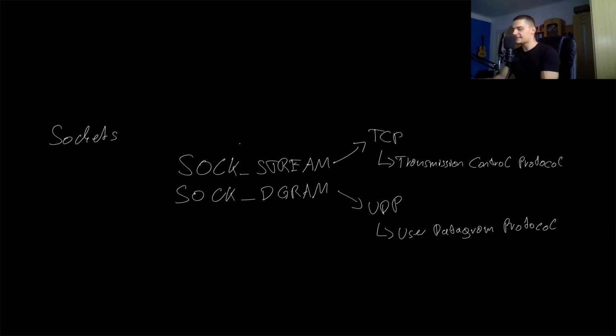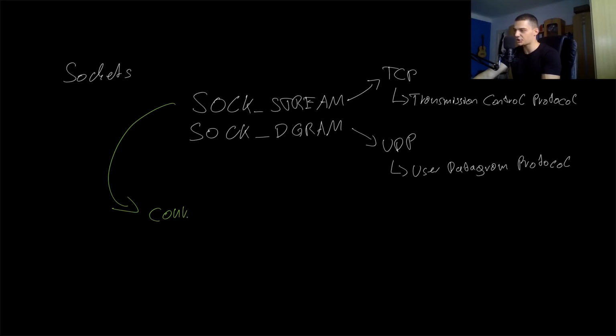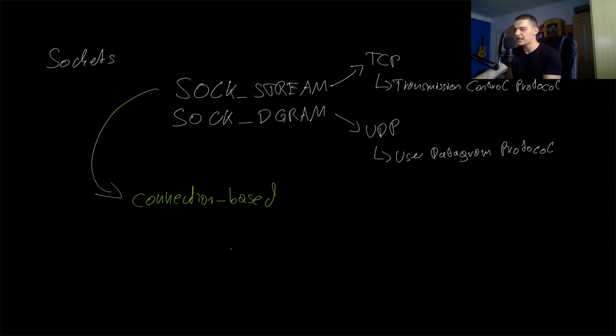The important thing is that you want to choose sock stream whenever you're interested in a connection-based socket. A connection-based socket basically means you have this point A and you have this point B, and you want to establish a connection, and you want to exchange messages, and once the exchange of messages is no longer needed, we terminate that connection. That is a connection-based socket.